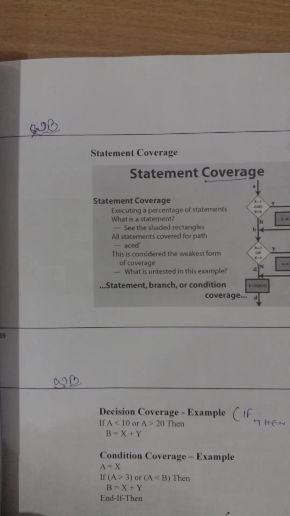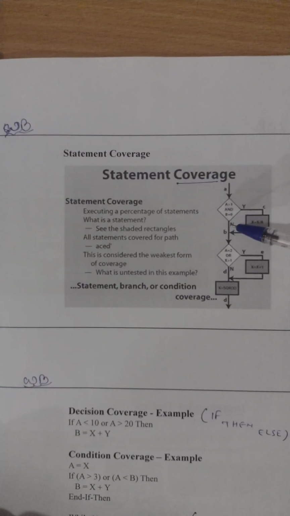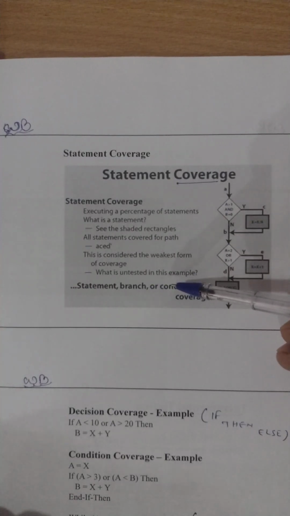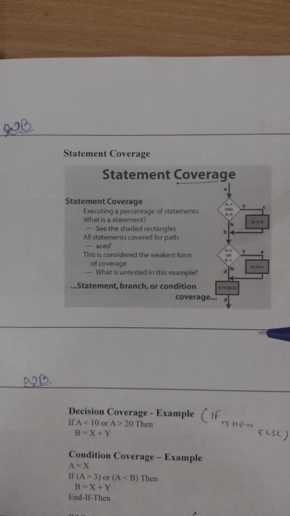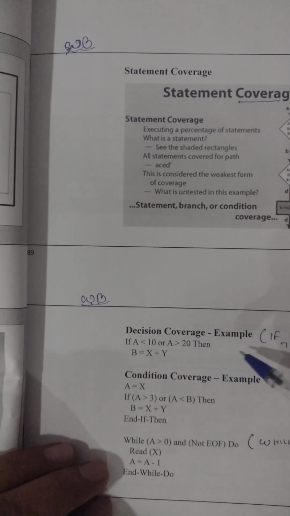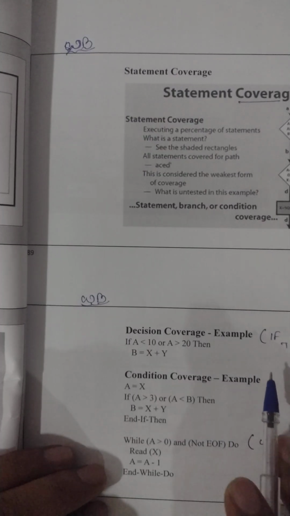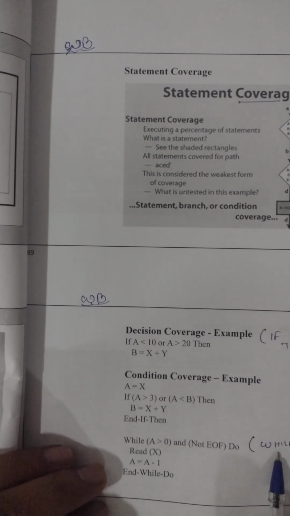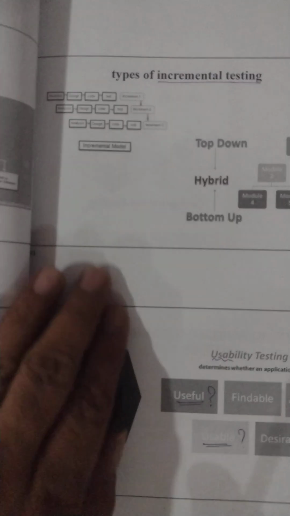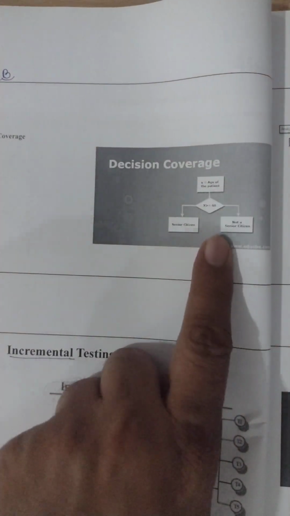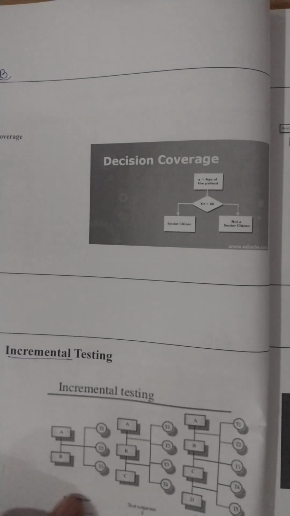Then the statement coverage testing is there, where we will check the statement or branch or condition coverage. Again, in white box testing, for decision coverage, for example, you can see if-then-else, while, do-else are being checked as a part of white box testing. Then the decision coverage testing, again white box testing.